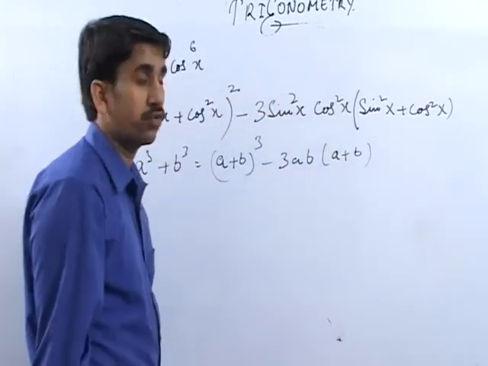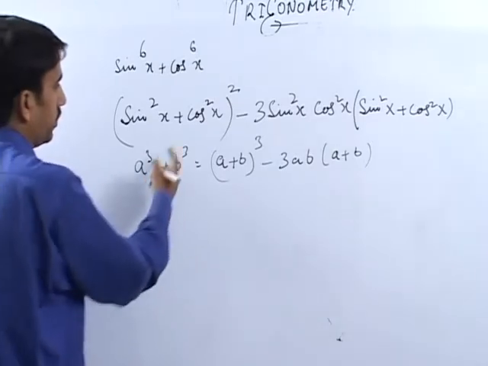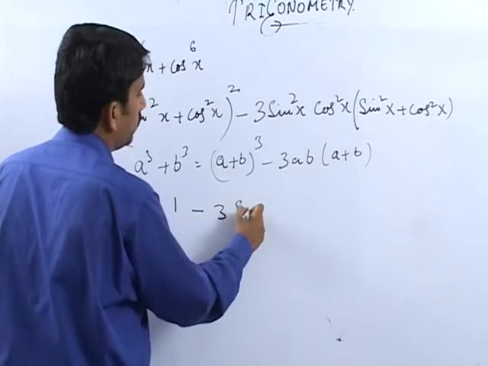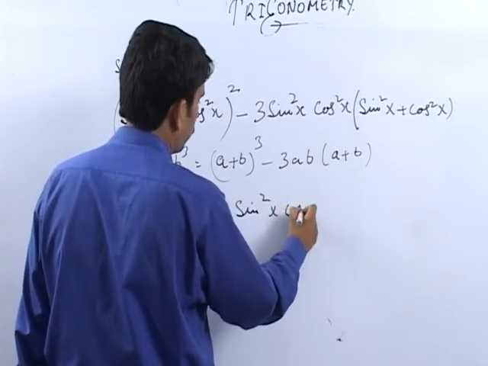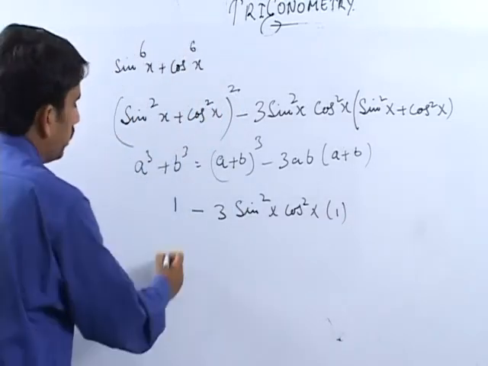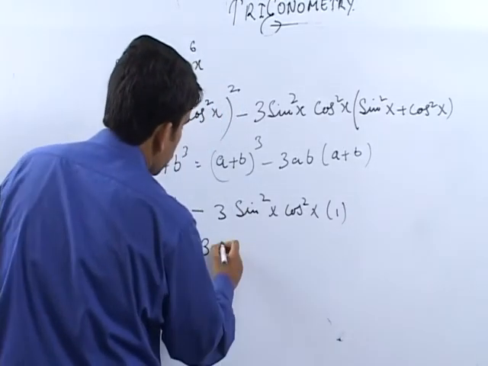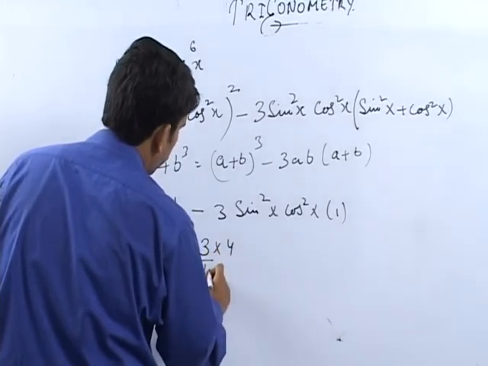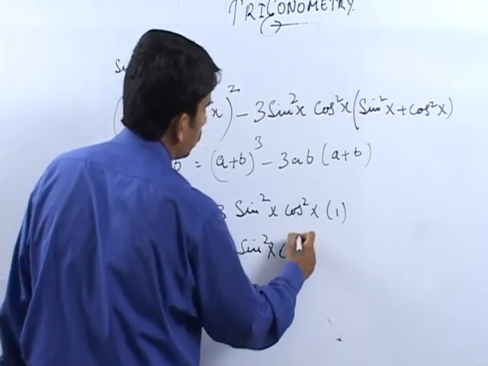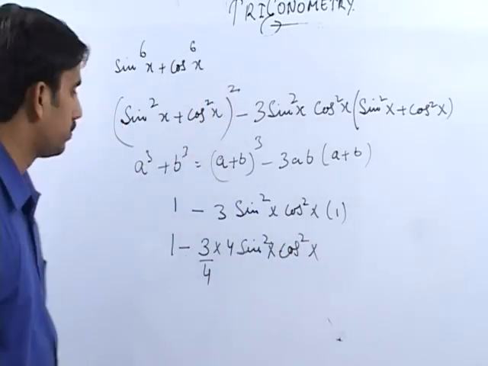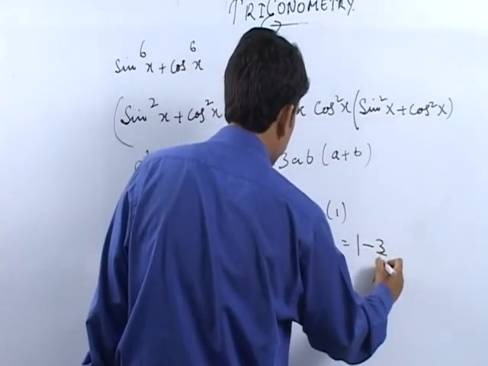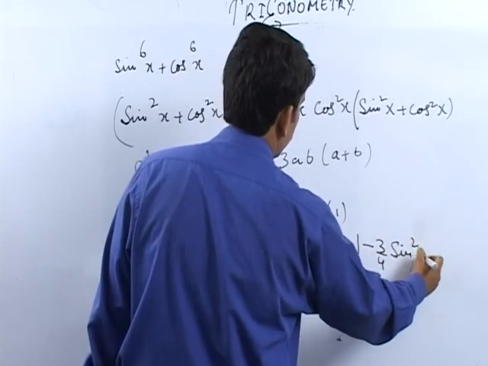Now if you take a is equal to sin square x here and b is equal to cos square x here, then you will get this. Now this is equal to 1 minus 3 sin square x cos square x. This is again equal to 1. So you are left with 1 minus 3. Now if you multiply it by 4 and divide by 4, you will get 4 of sin square x into cos square x. And this will be equal to 1 minus 3 by 4 sin square 2 alpha.